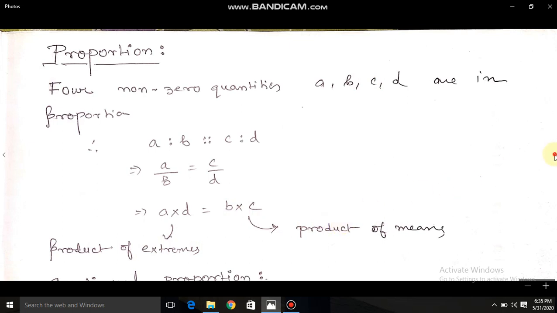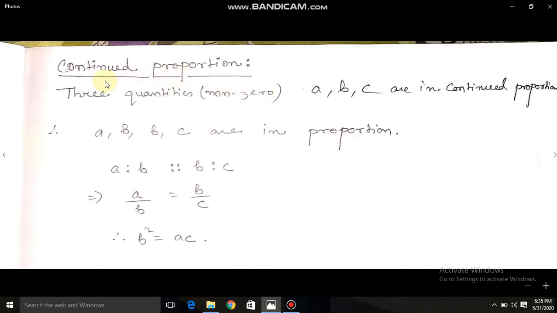Now we will talk about continued proportion. What do you mean by continued proportion? When I talk of the word continued proportion, I am talking about three non-zero quantities. If three quantities A, B, C are in continued proportion, then A, B, B, C are in proportion. That is, the middle quantity gets repeated. So we have learned that if four quantities are in proportion, then A is to B is equal to B is to C. So A by B is equal to B by C, so B square is equal to AC. Okay, I hope you have understood.